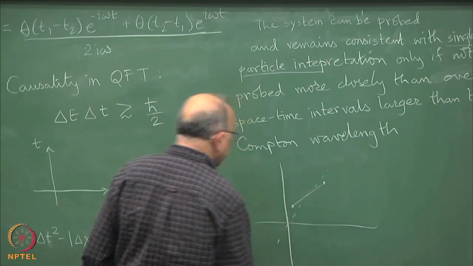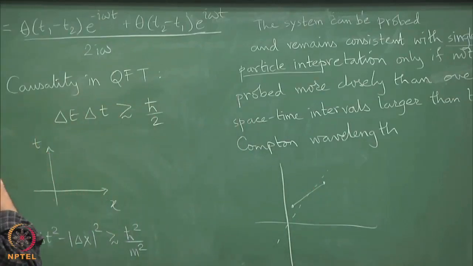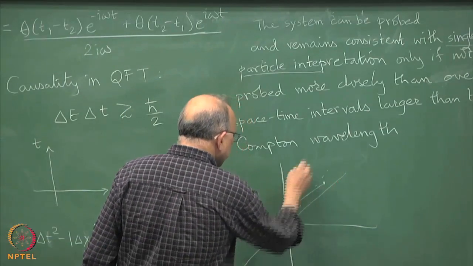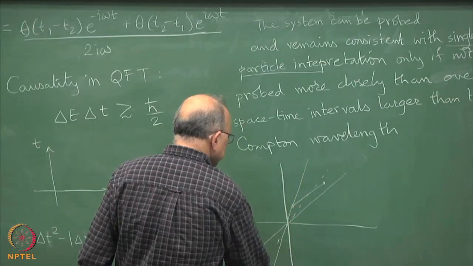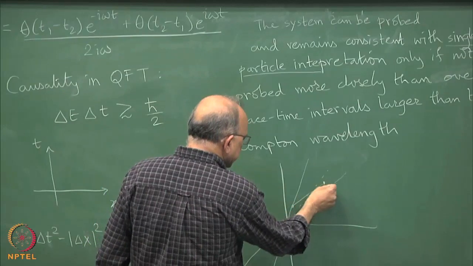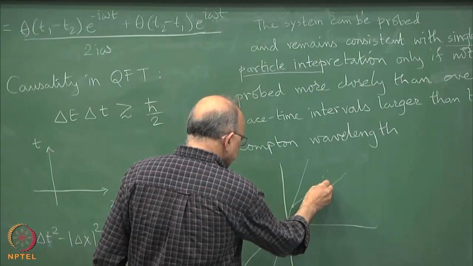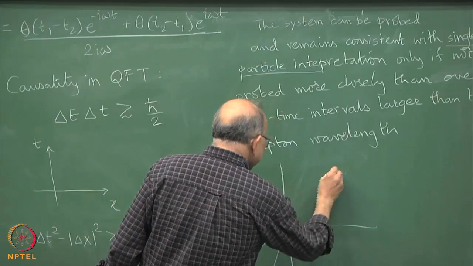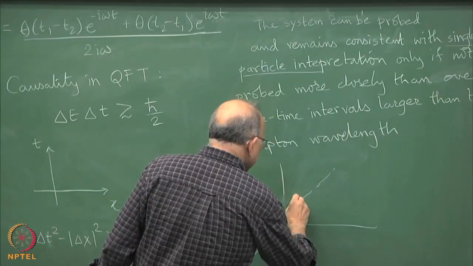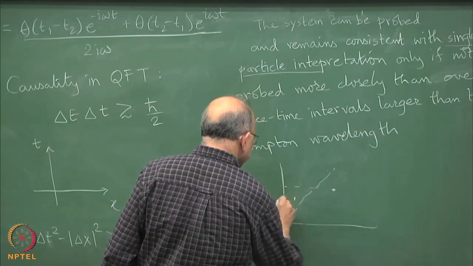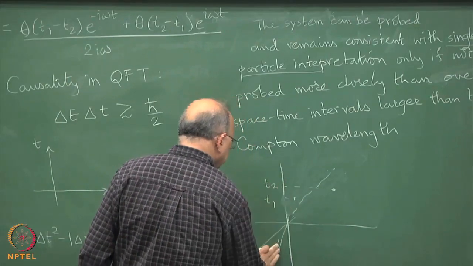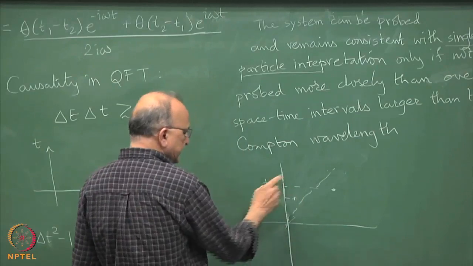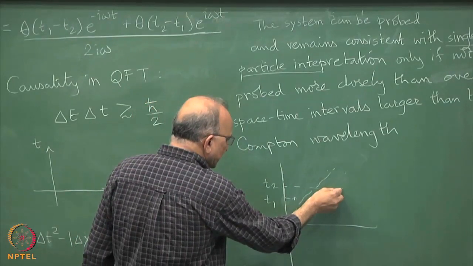If it is a space-like separated interval, then I can choose my new axis like this, and now I have to do a projection parallel to this axis. So I have to make the slope of this bigger than this. So I do this and this, so this is T1 and this is T2. Clear, T1, T2. And this has a slope like this.